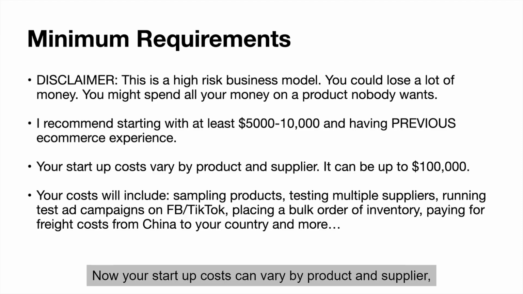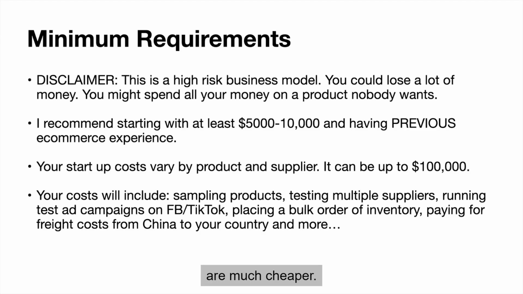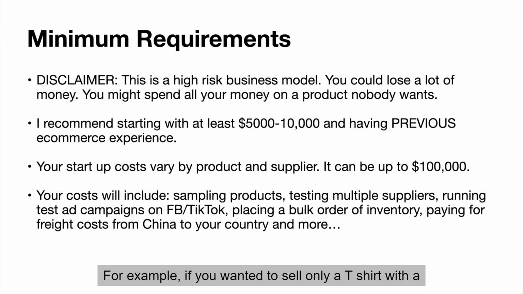Now, your startup costs can vary by product and supplier, right? Certain products have a higher startup cost, right? Others are much cheaper. For example, if you wanted to sell only a t-shirt with a custom design, you can get started for $1,000, $2,000, and the rest of the budget will go to marketing. But if you want to create a completely custom product, something very unique, then that can cost up to 100,000. The budget can be unlimited. It could cost millions to start a private label brand, depending on how specific the product is and how custom it is.